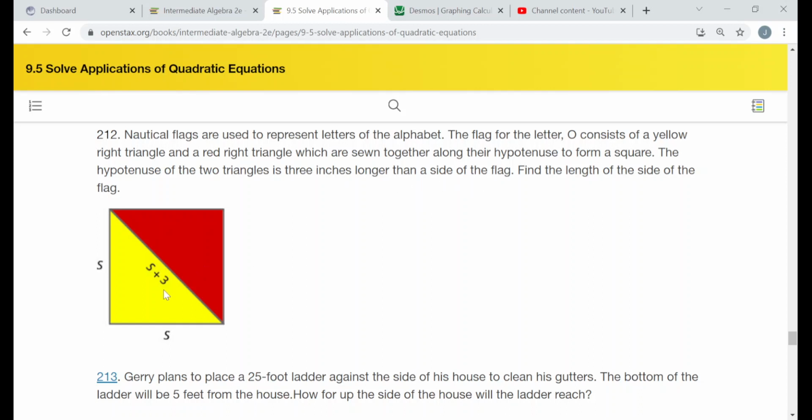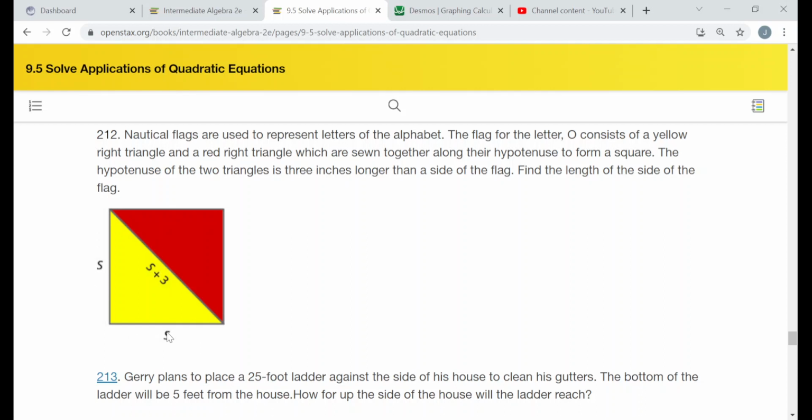So it's already drawn for us. See, each side of the flag they're calling S inches. So this length of S inches, width of S inches, and the distance across the flag, the hypotenuse of the right triangle, is S plus 3 inches, 3 inches longer. We're just asked to find the length of the side of the flag. What's S? All right, what's S?